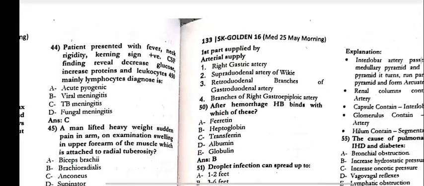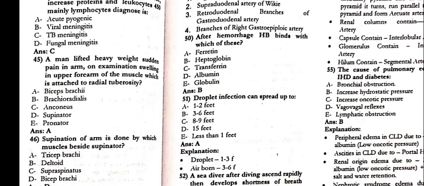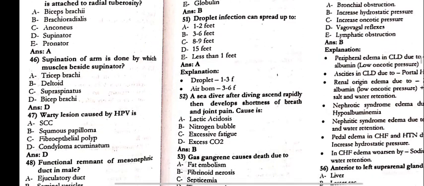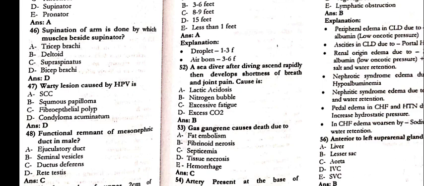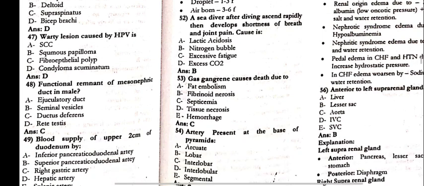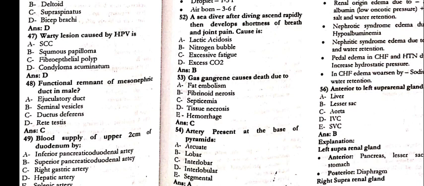Next, 50, after hemorrhage, Hb binds with which of these? That is haptoglobin. 51, droplet infection can spread up to 1 to 2 feet. 52, a diver after diving ascends rapidly, then develops shortness of breath and joint pain. The cause would be nitrogen bubbles. 53, gas gangrene causes death due to septicemia.